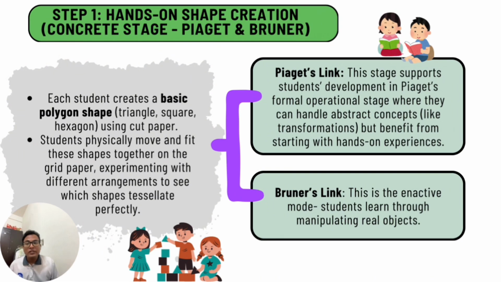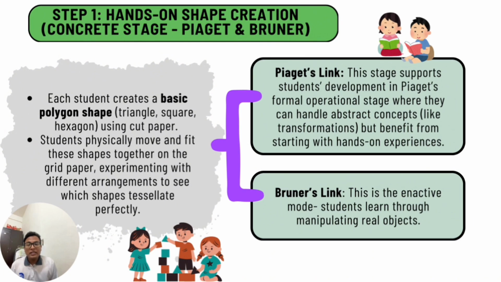from Piaget and Bruner. So each student creates a basic polygon shape, which is a triangle, square and hexagon, using cut paper. And then students physically move and fit these shapes together on the grid paper, experimenting with different arrangements to see which shapes tessellate perfectly. So what are the Piaget link and the Bruner link in this part? Piaget's link: this stage supports student development in Piaget's formal operational stage, where they can handle abstract concepts like transformation but benefit from starting with hands-on experiences.